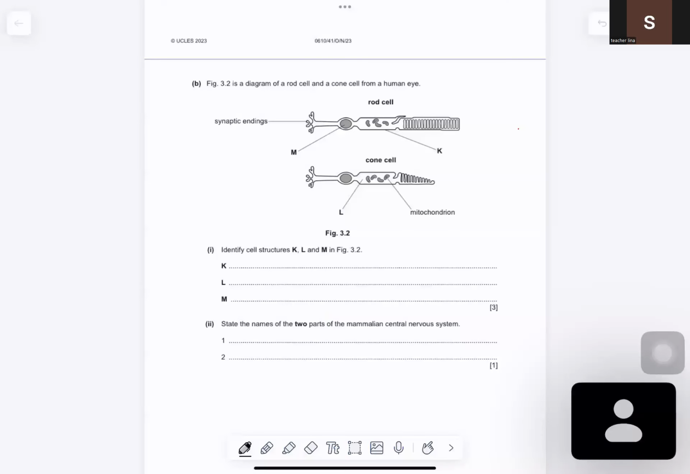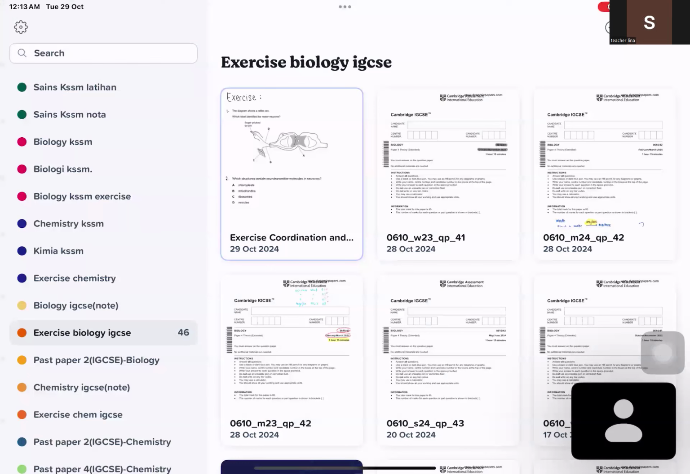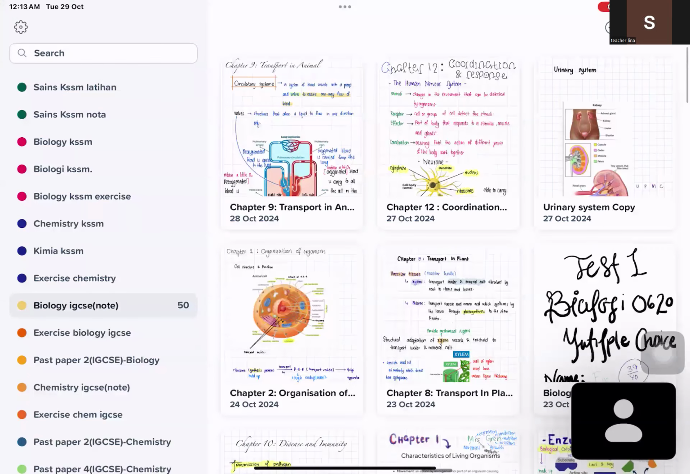So today we go to chapter 10, disease and immunity.